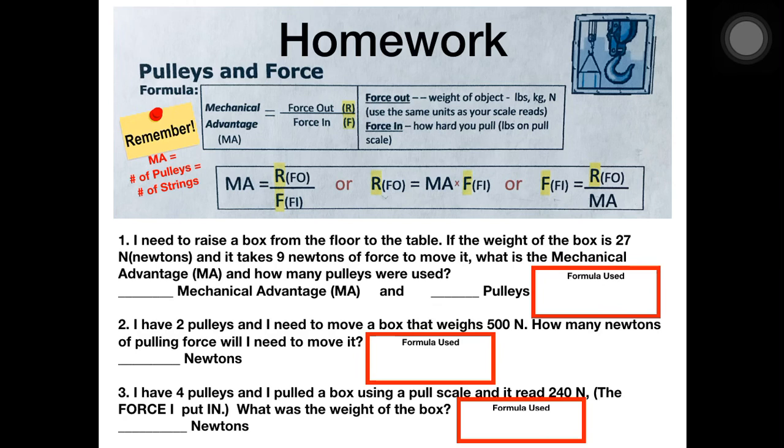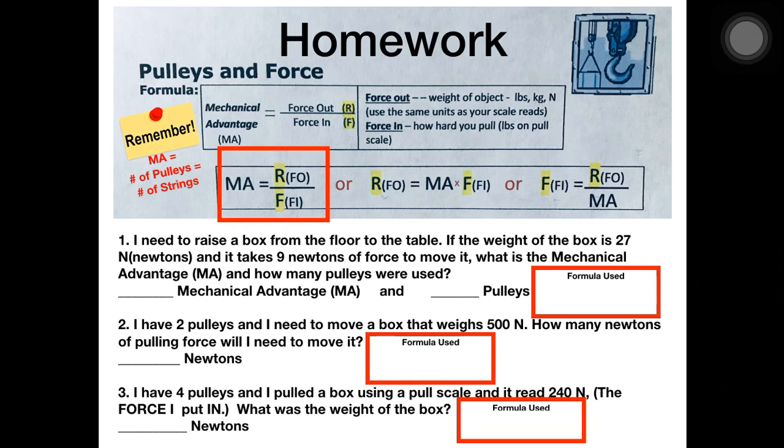Here we can see that we have the weight of the box of 27. That would be the force out, R. And we have that it takes 9 newtons of force to move it. That is the force in. So the formula we want to use here is MA equals R divided by F.